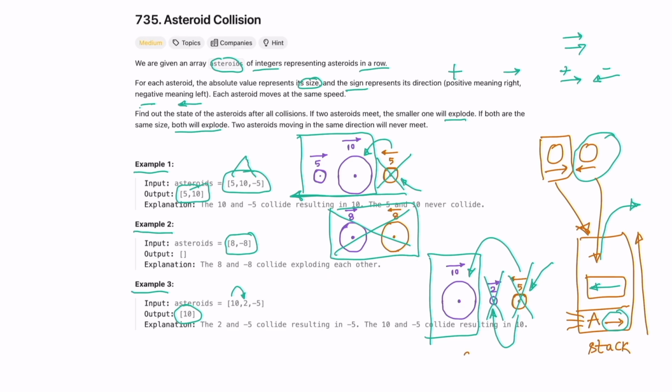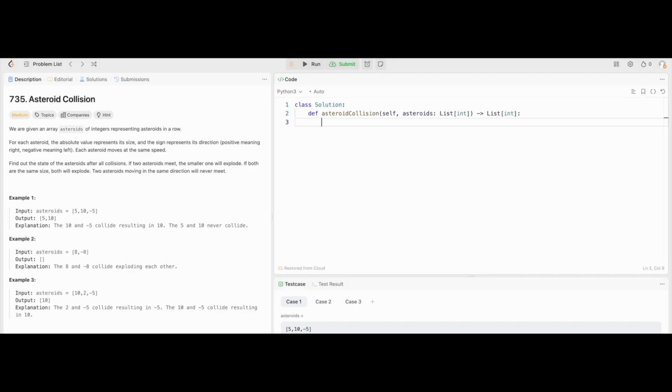The runtime complexity of this algorithm is O of n because we push each asteroid once to the stack and we pop each asteroid once. And the space complexity of this algorithm is O of n because in the worst case, we may be pushing all the asteroids into the stack. Let's write the code for this algorithm.